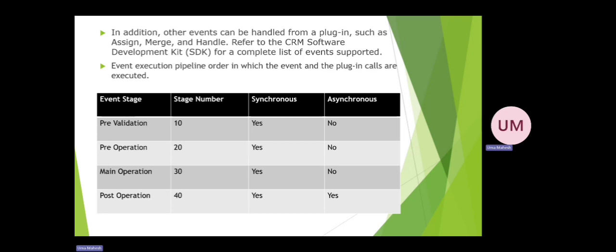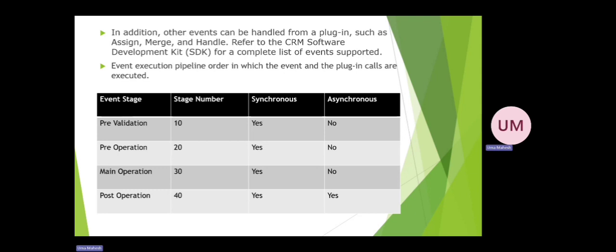Once the request message comes here, it will go first to the pre-event, that means the pre-validation stage. It will execute all the plugins in this stage successfully, and the response will come back. Then it will go to the pre-operation, the second stage, and then come back. Then it will go to the platform core operations, the main operation stage. Once the main operation is performed, we have a post operation here.